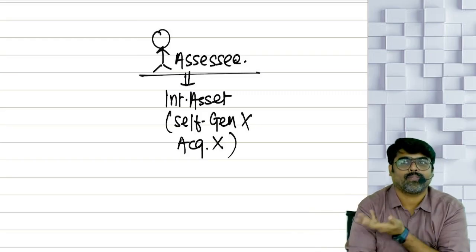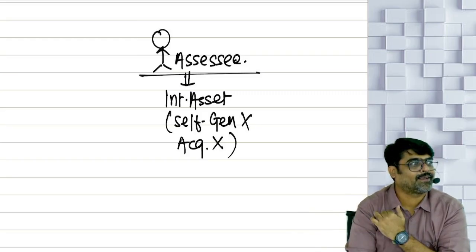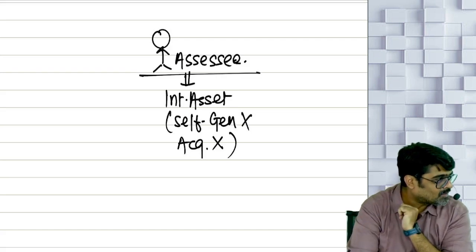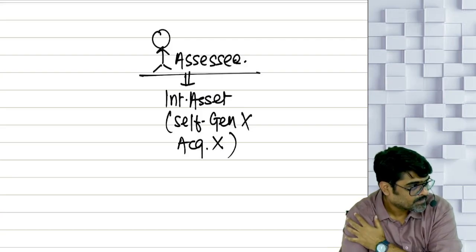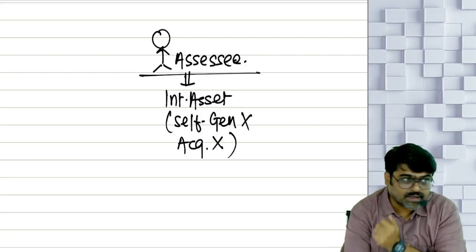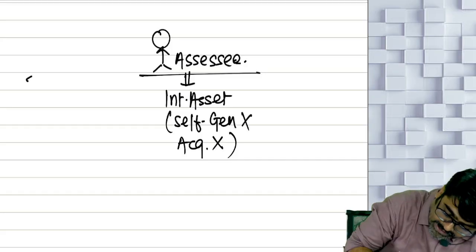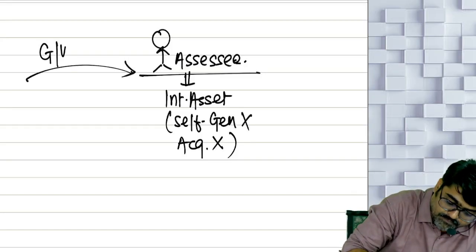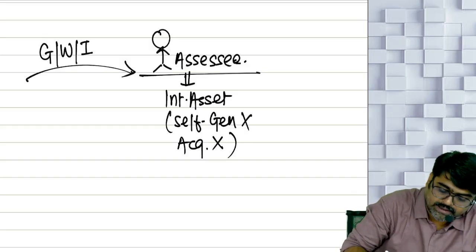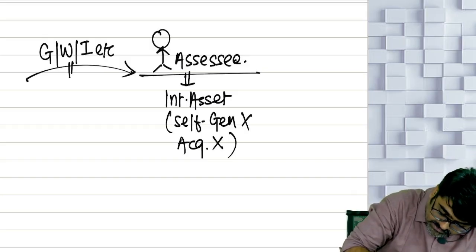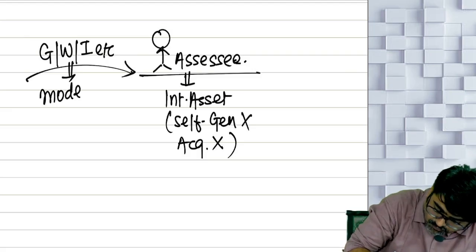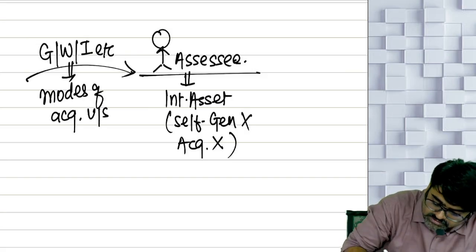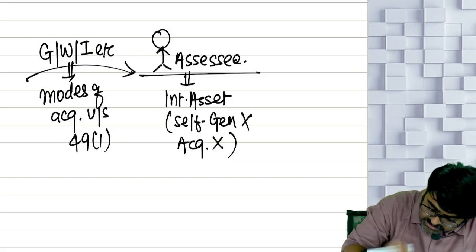Sir, I got this asset as a gift from someone. Can you get it as a gift from someone? Can you get it under a will? So you are getting that asset from someone as a gift, will, inheritance, etc. These are the modes of acquisition as specified under section 49(1).